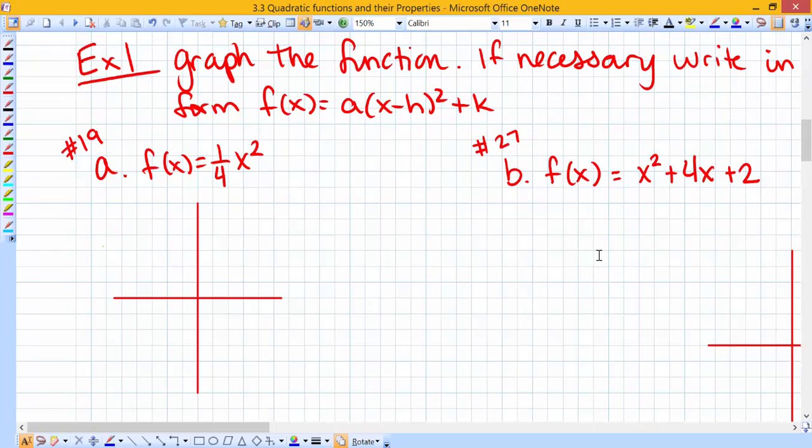So we're going to focus on one example at a time, and so the directions say, if necessary, write it in the form blah. That's vertex form. It's actually never necessary to write into vertex form.